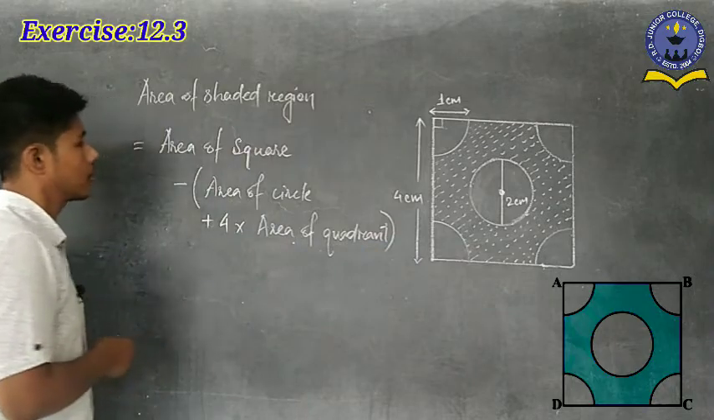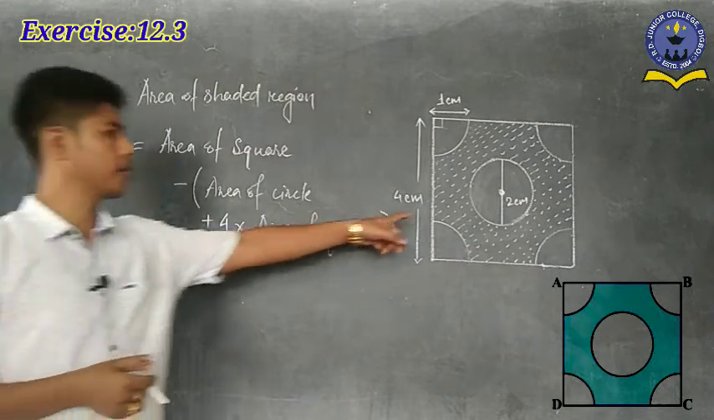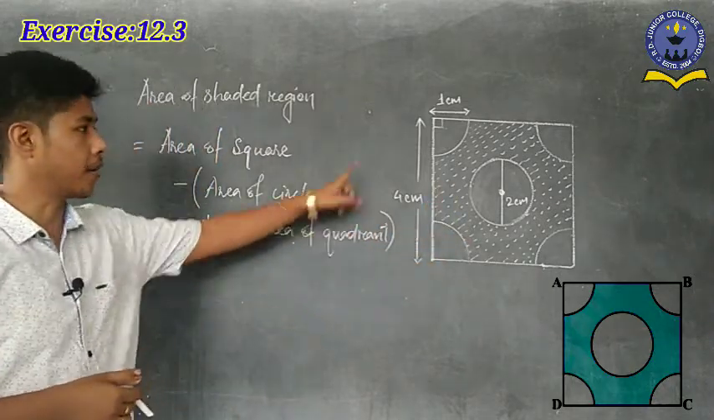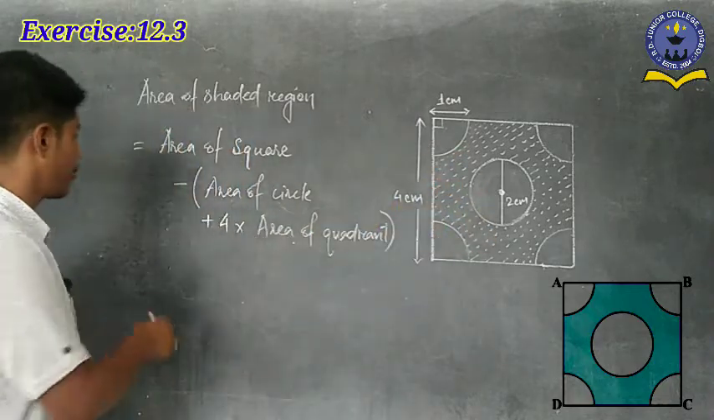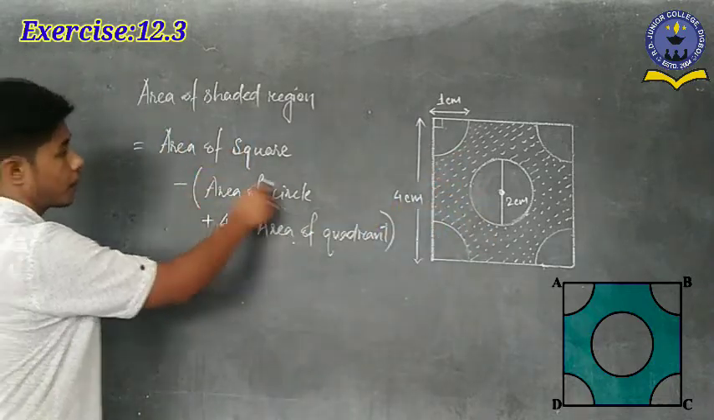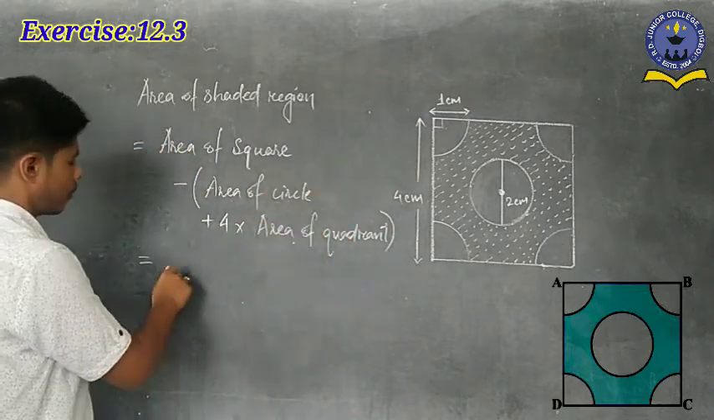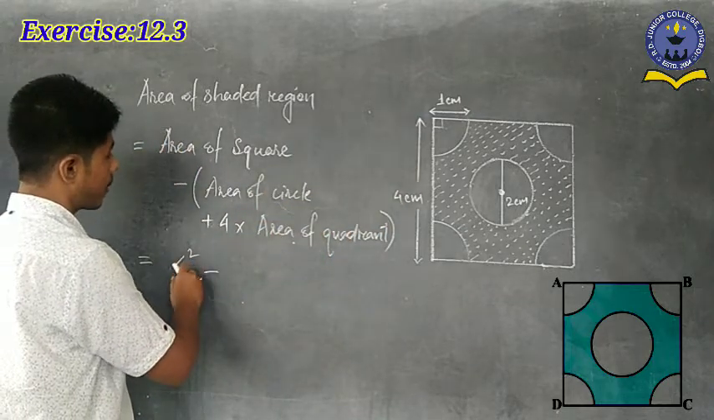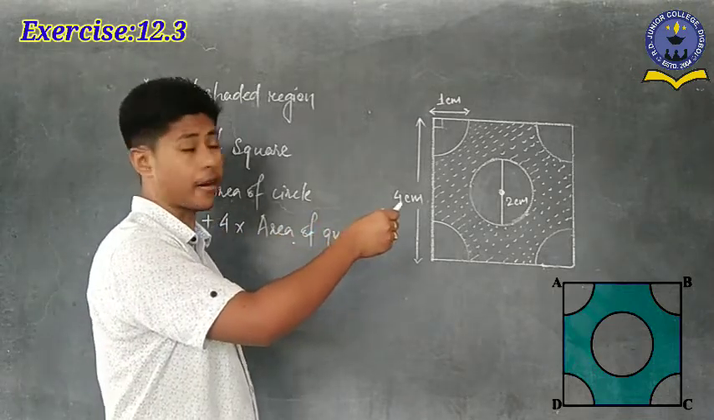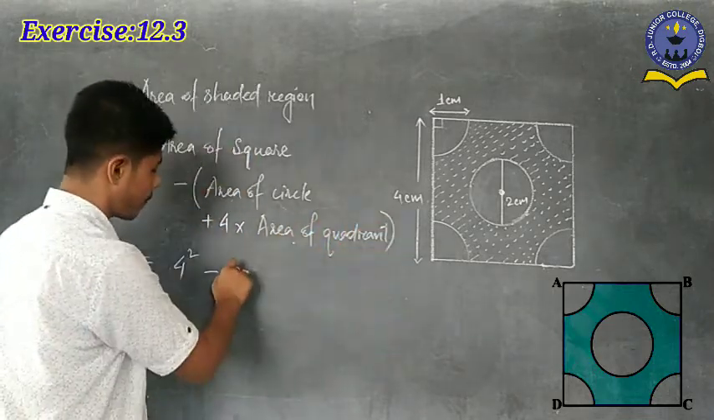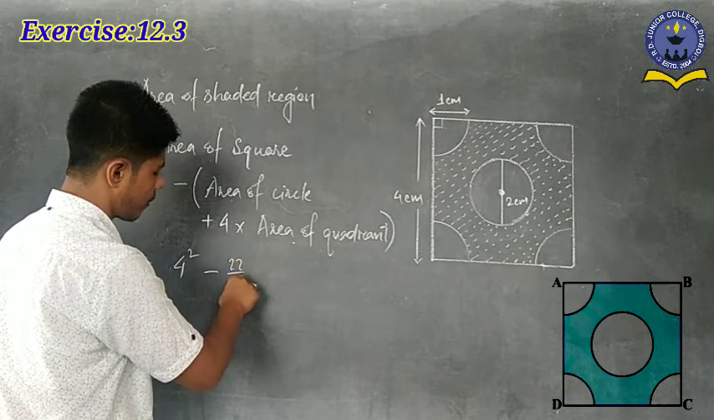Is it clear? So in this way we can find out the area of this shaded portion. So area of square minus area of circle plus 4 times area of quadrant. The area of square we know, 4 into 4, 4 square here we get, minus the area of circle. Already we found out the area of circle here, 22 by 7.